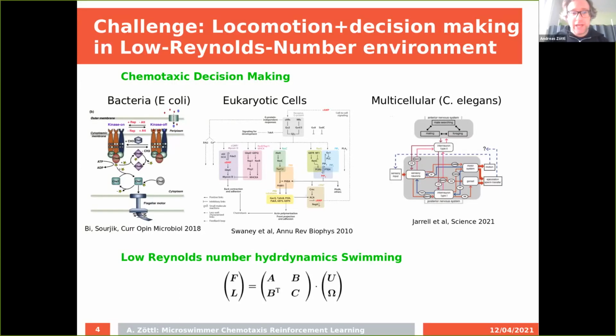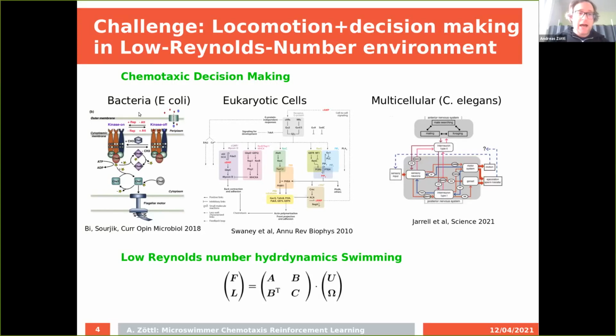So what I'm talking about today is decision-making of microswimmers in the context of chemotaxis. I just show you here 3 examples of biological organisms which can do chemotaxis: for example, the prokaryotic E. coli bacterium, or eukaryotic cells, or also multicellular organisms like the worm C. elegans. How they sense the environment and react to it is different.